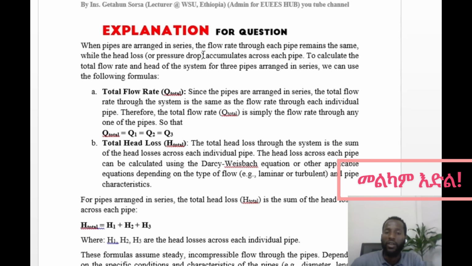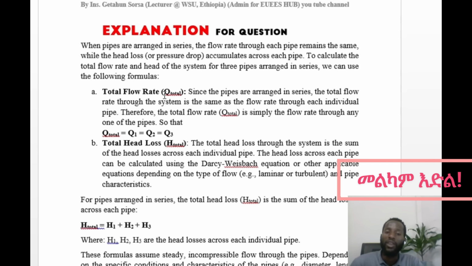When pipes are arranged in series, the flow rate through each pipe remains the same, while the head loss or pressure drop accumulates across each pipe. To calculate the total flow rate and head of the system for the three pipes arranged in series, we can use the following formula. Since the pipes are connected in series, the total flow rate through the system is the same as the flow rate through each individual pipe. Therefore, the total flow rate Q total is simply the flow rate through any one of the pipes. It may be the flow rate at Q1, pipe 1, or pipe 2 or pipe 3.